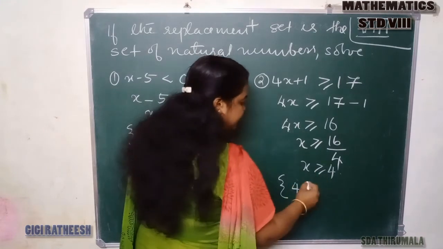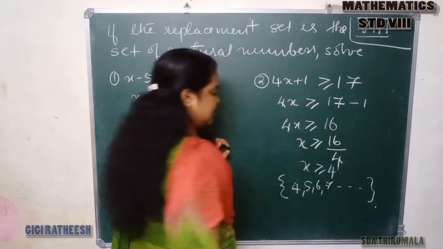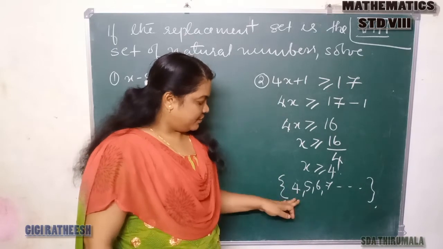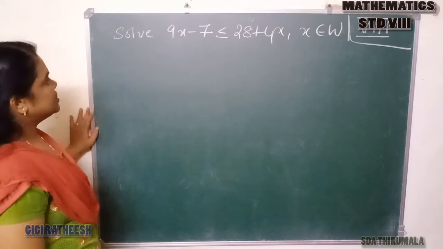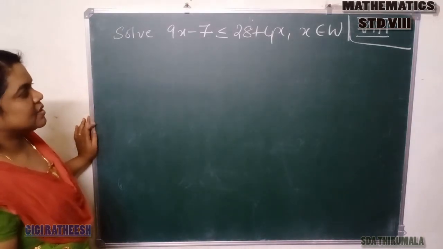And then after that it is 5, 6, 7, etc. This is x greater than or equal to 4. 4 after 4: 4, 5, 6, 7, etc. Okay, next question is solve 9x minus 7 less than or equal to 28 plus 4x, x element of W.